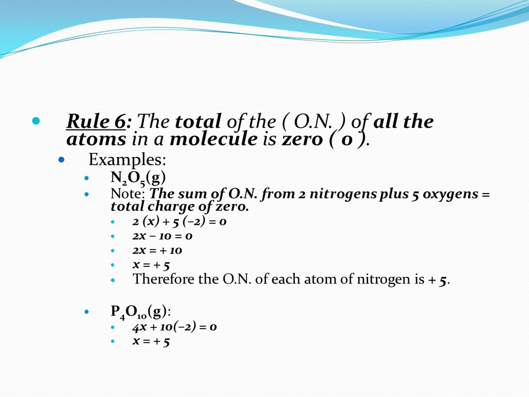For N2O5, we will enter in the values that we know. We know from the rules that the oxidation number of oxygen will be -2, and the total of all the oxidation numbers will be 0. This means that we can solve for the unknown value of the oxidation number of nitrogen. A similar procedure is used to determine the oxidation number of phosphorus in the second example here.